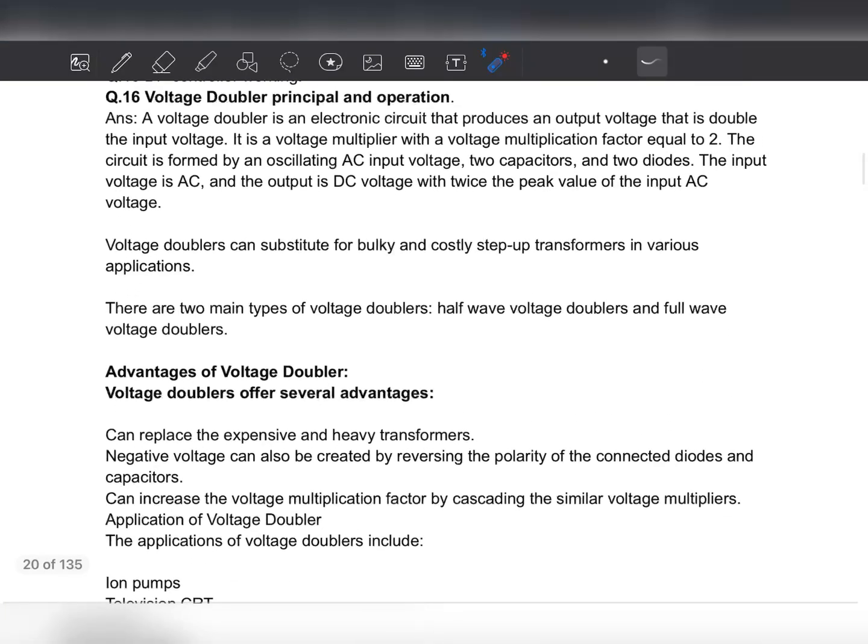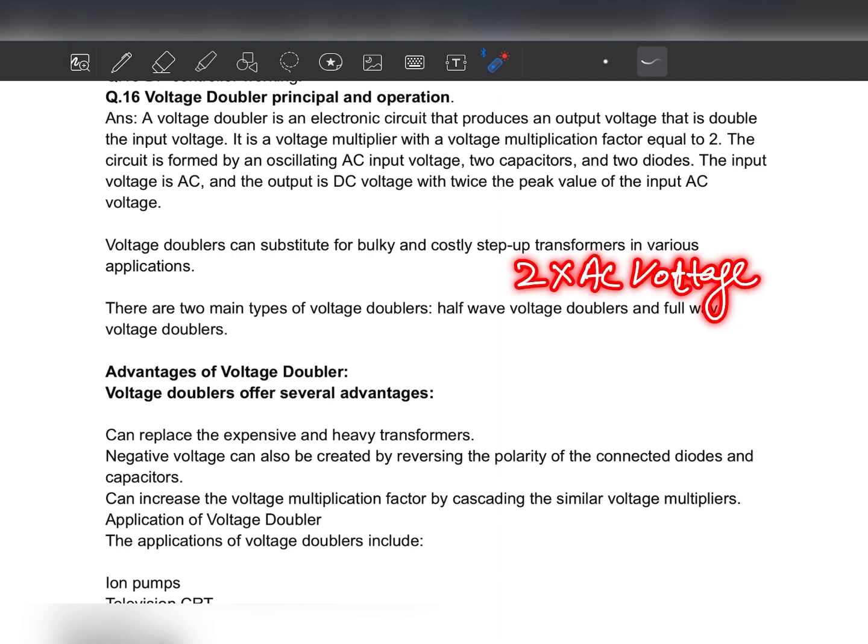Let's go to the voltage doubler circuit. What is a voltage doubler circuit? A voltage doubler circuit is an electronic circuit that produces an output voltage that is double the input voltage. Let's suppose we are giving AC voltage at the input. In the output you will get 2 times the AC voltage, but in DC form.